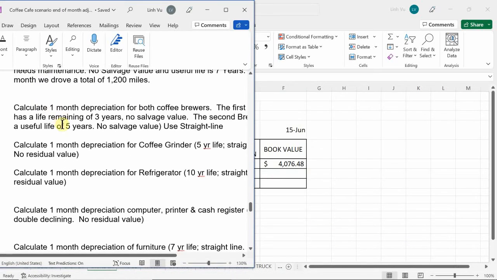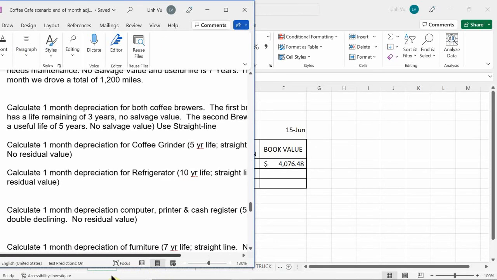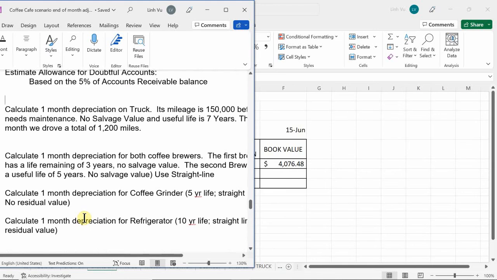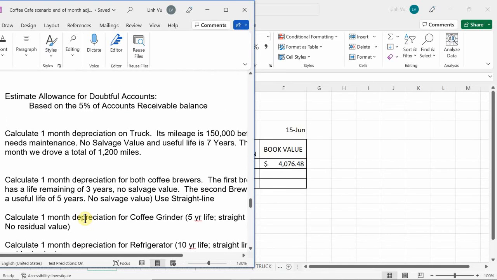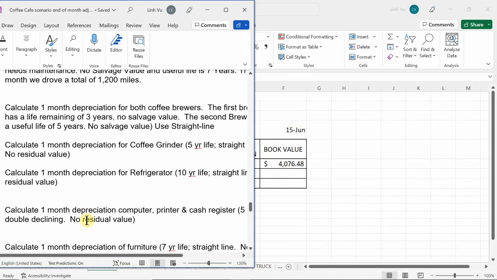Then it says you are going to depreciate 1 month's worth for the refrigerator, which is 10 years straight line with no residual value. Wait, hold on. Did the truck have no residual value there? Yeah, no residual value for the truck. Okay. So in this case, refrigerator, 1 month's depreciation, 10 years straight line, no residual value.